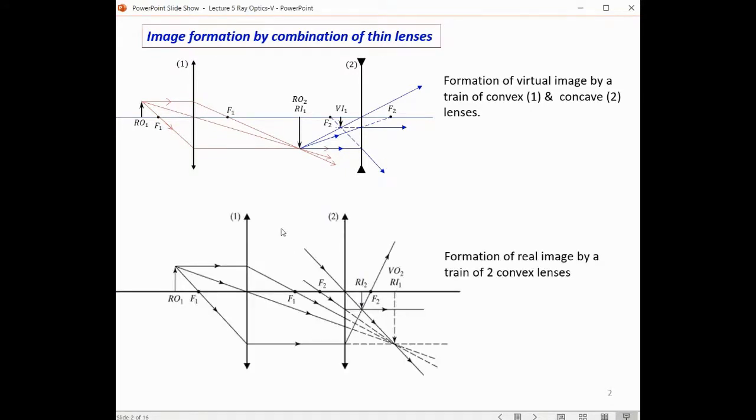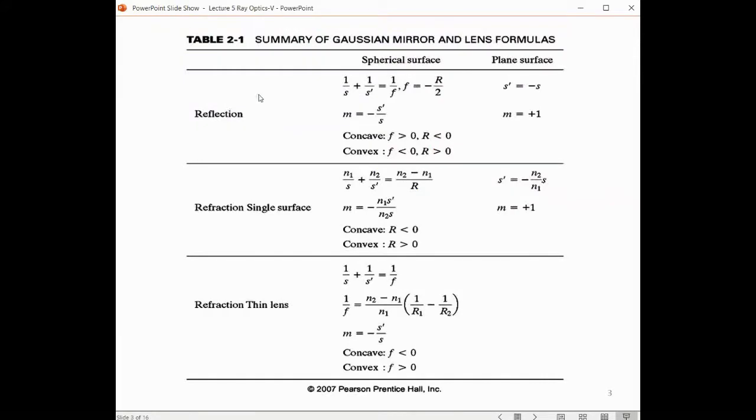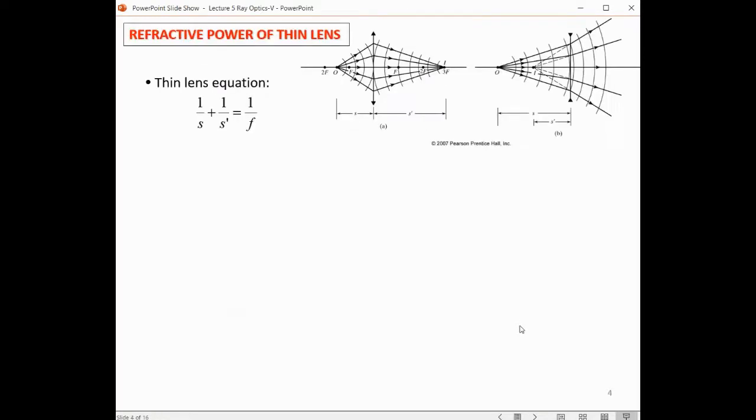This is an example of the ray diagrams drawn to show the formation of a final real image by a train of two convex lenses. And the overall magnification of the final image will be the magnification of the first image multiplied by the magnification of the second image. This table summarizes the thin lens formula as well as the mirror equation. This is for your reference.